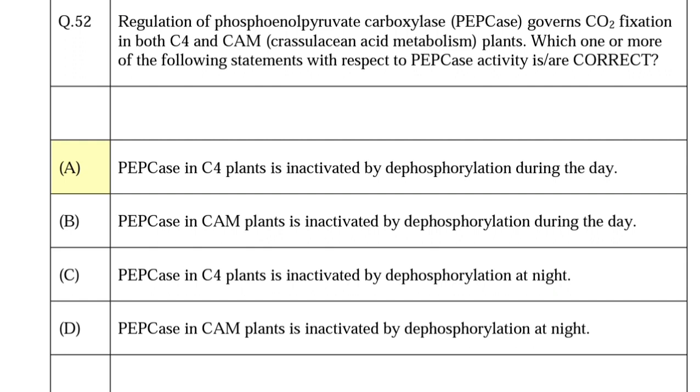A. The enzyme in C4 plants is inactivated by dephosphorylation during the day. B. The enzyme in CAM plants is inactivated by dephosphorylation during the day. C. The enzyme in C4 plants is inactivated by dephosphorylation at night. D. The enzyme in CAM plants is inactivated by dephosphorylation at night.